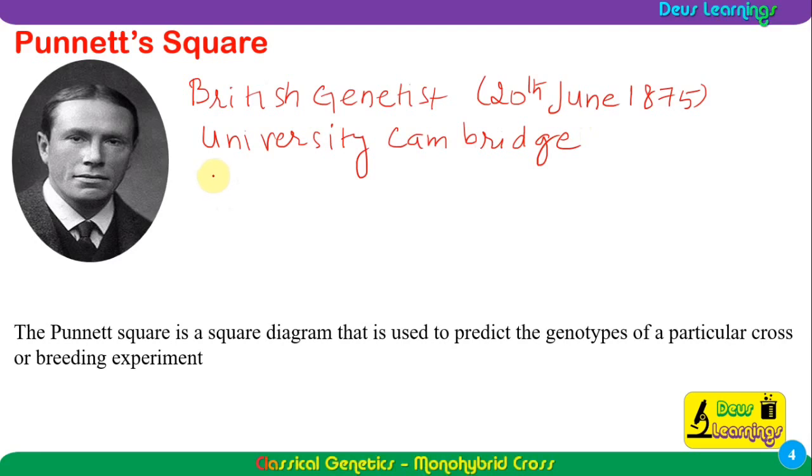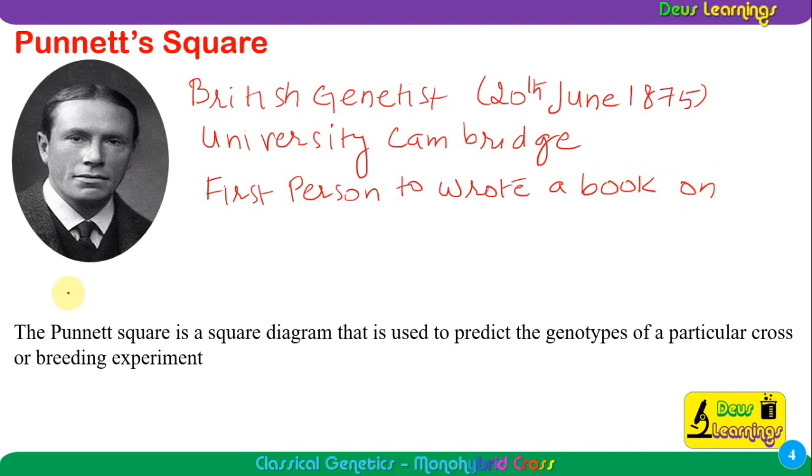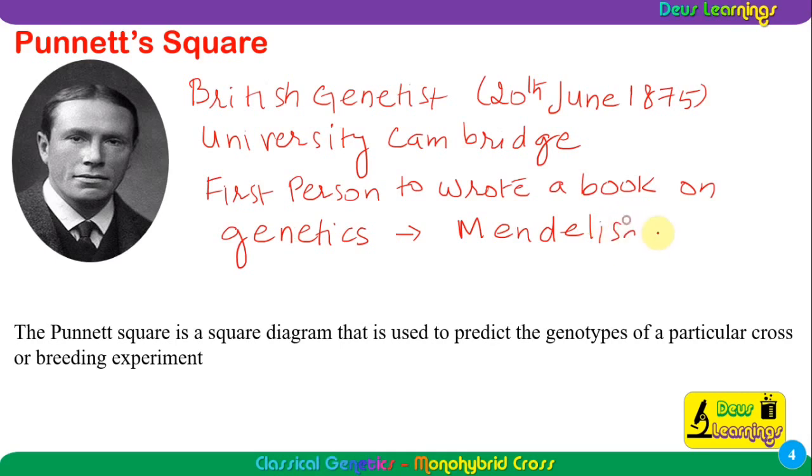He was the first person to write a book on genetics, importantly. That's interesting. Today we have so many books on genetics, but he was the first person. The name of the book was Mendelism, which was published in 1905.